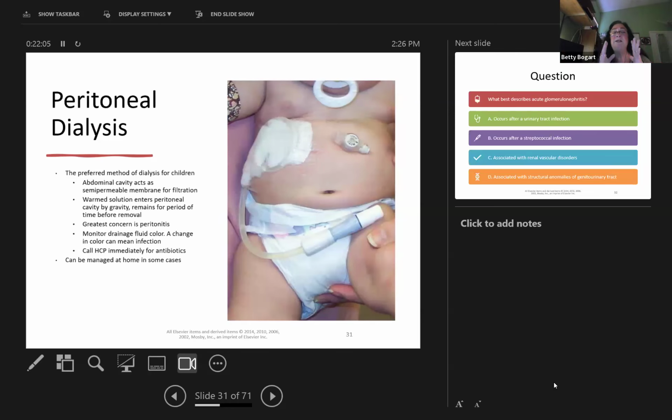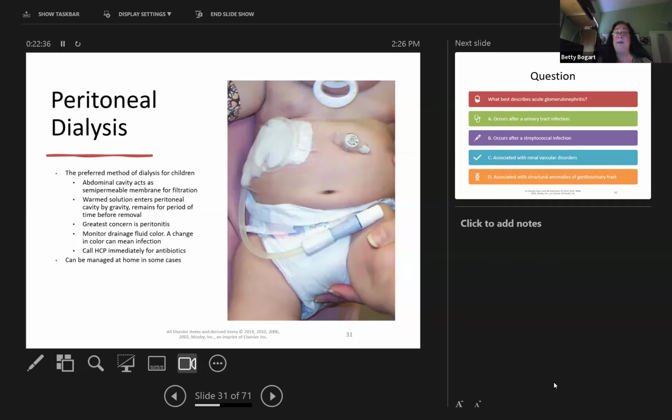Okay. This is something that can be done at home. The parents can learn how to do it. The child itself can learn how to do it. It is done under sterile procedure. If you can think, your abdomen is your kidney, you don't want that to get infected because then there's no other way. There's no other kidney. Your kidneys aren't working. Now the abdominal cavity's not there. So again, that's our biggest thing.